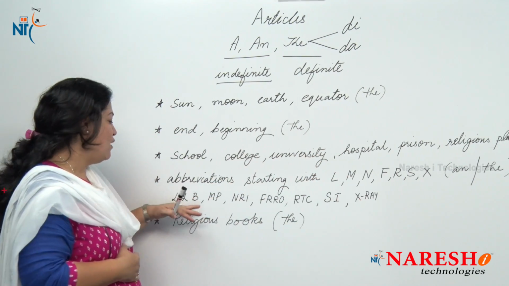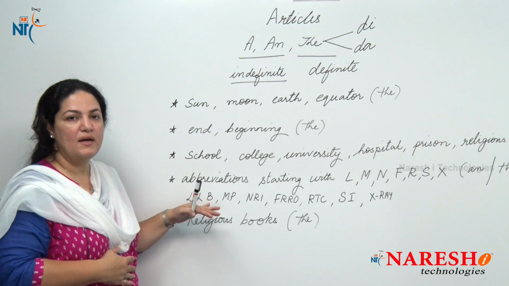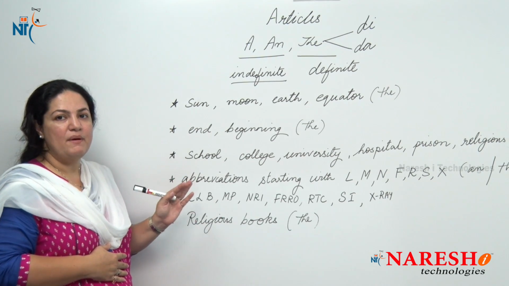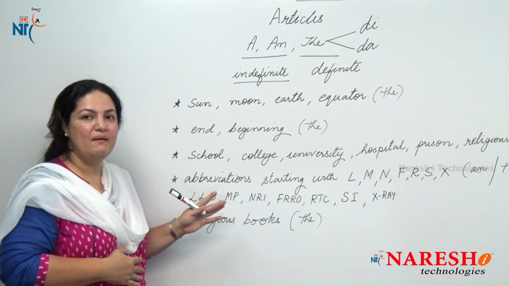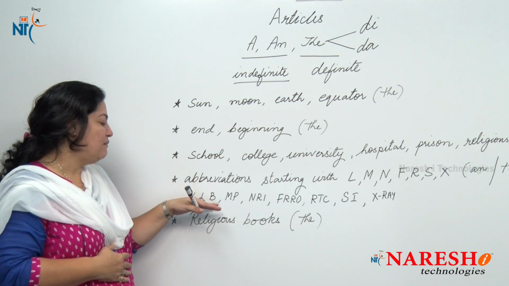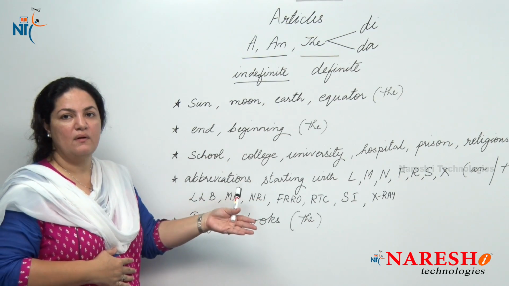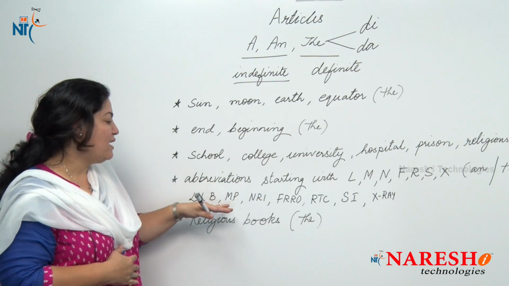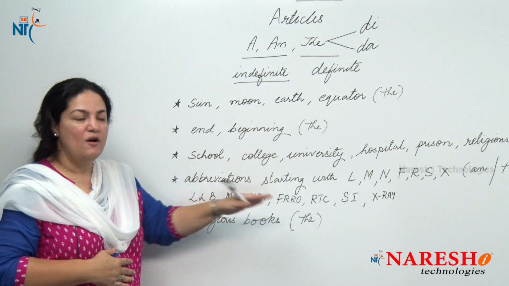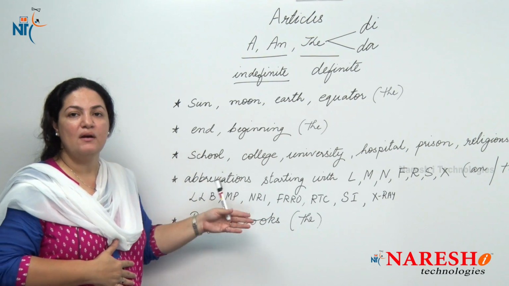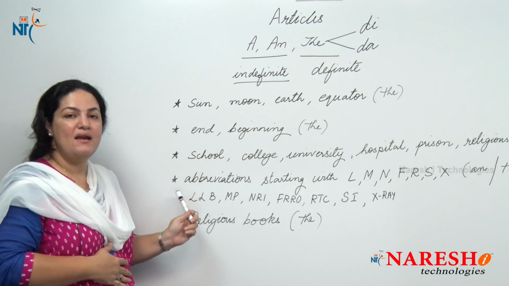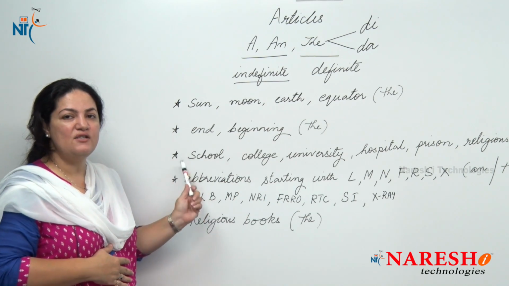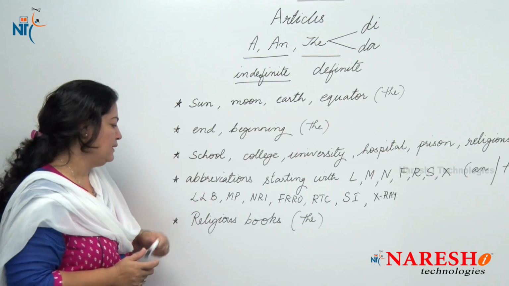But now if these become specific, okay, now I know he is an LLB, but I want to talk about a specific LLB. So I say he is the LLB from Kanpur, okay, he is the MP from Hyderabad. So when I'm making this specific, or if I know which person I'm talking about, then instead of an you use the. Otherwise in a general sense it's always an.